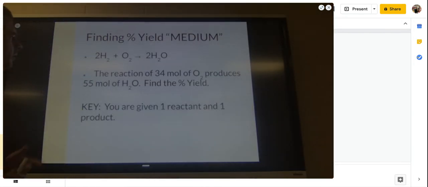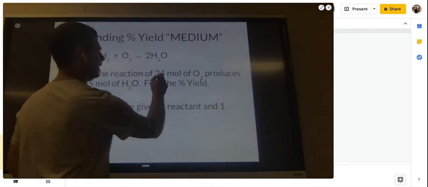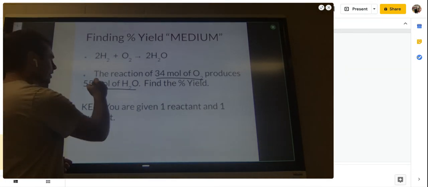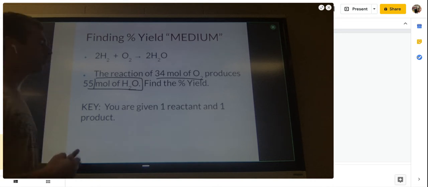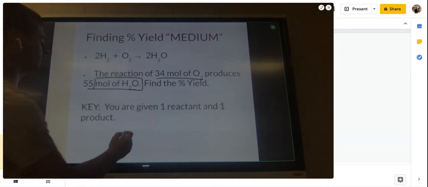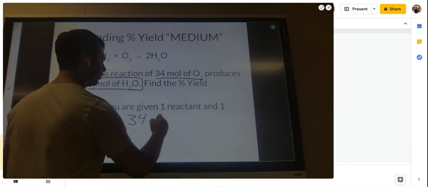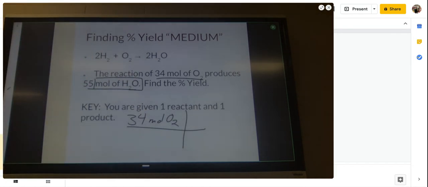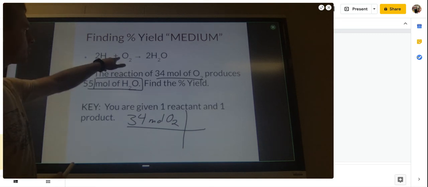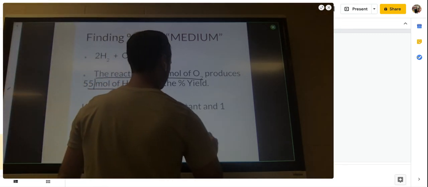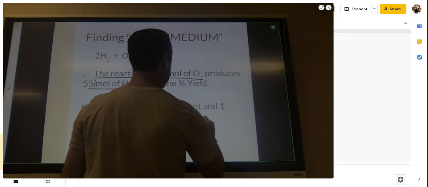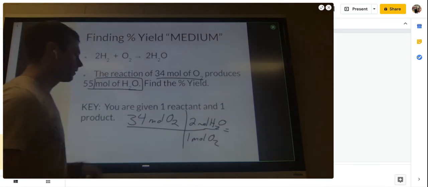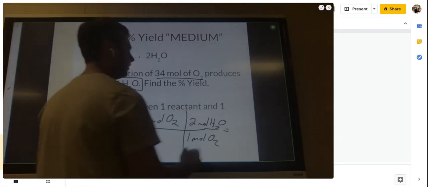All right. So here's what we're going to do. I see a reactant. I see a product. We'll come back to that product. But here's what I want you guys to notice. It is in moles of water. So what we have to do is take this 34 moles of O2, and we're going to convert that to moles of water. So the mole ratio is 1 to 2. 1 mole of O2, 2 moles of H2O. Okay, so we take 34 times 2, we get 68 moles.